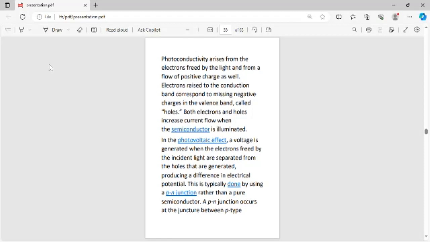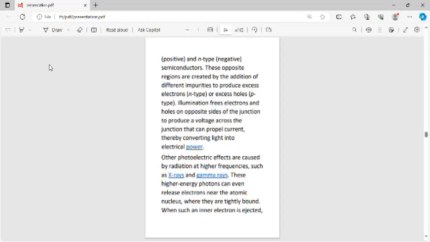It is typically done by using a PN junction rather than a pure semiconductor. A PN junction occurs at the junction between P-type and N-type materials or semiconductors. These opposite regions are created by the addition of different impurities to produce excess electrons in N-type or excess holes in P-type. Illumination frees electrons and holes on opposite sides of the junction to produce a voltage across the junction that can propel current, thereby converting light into electrical power.